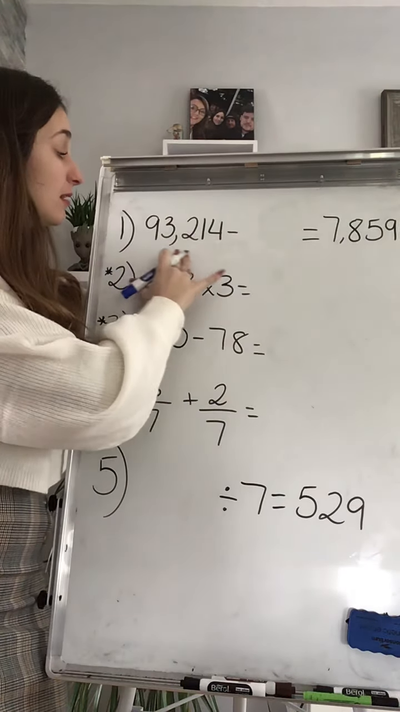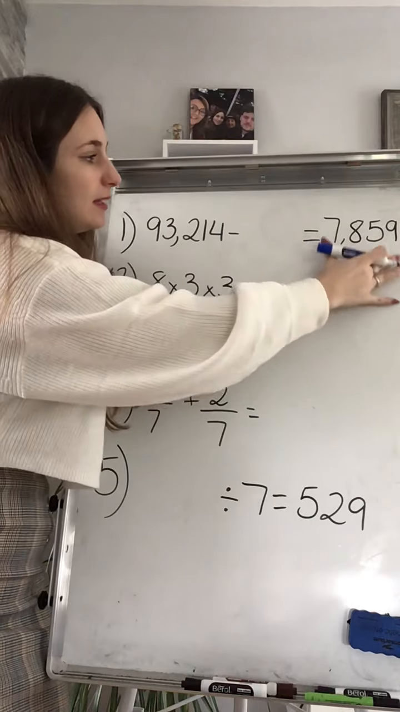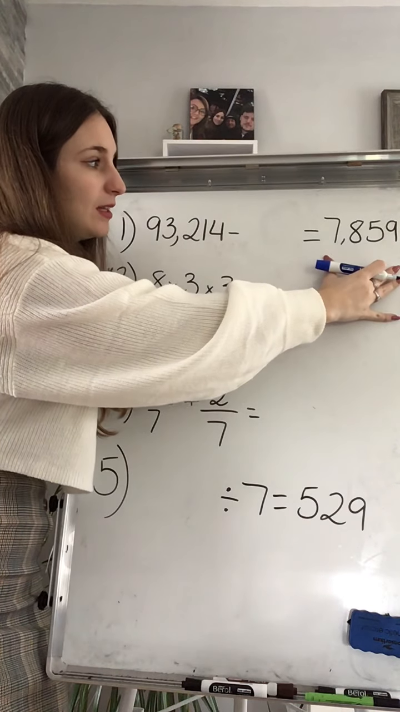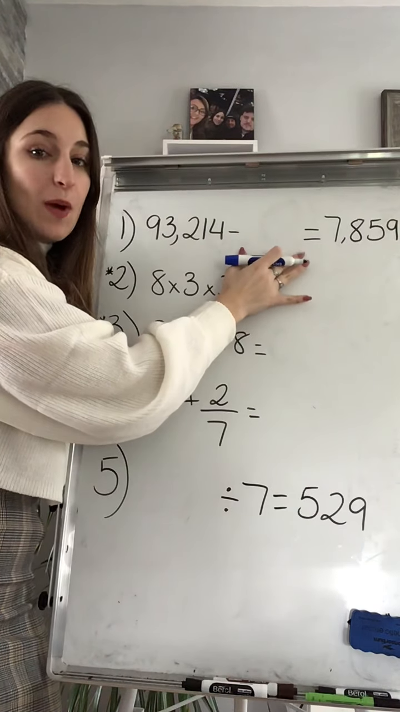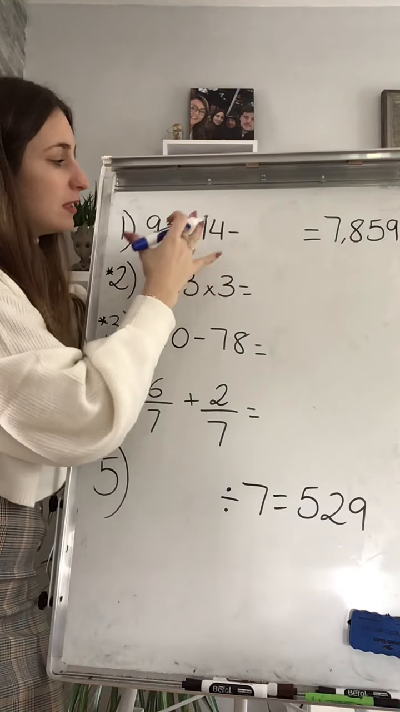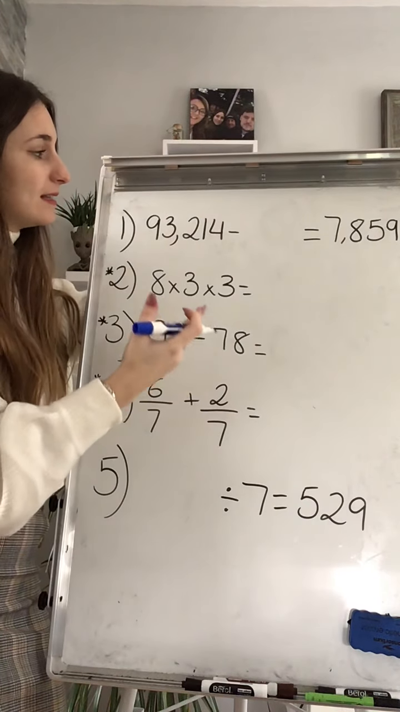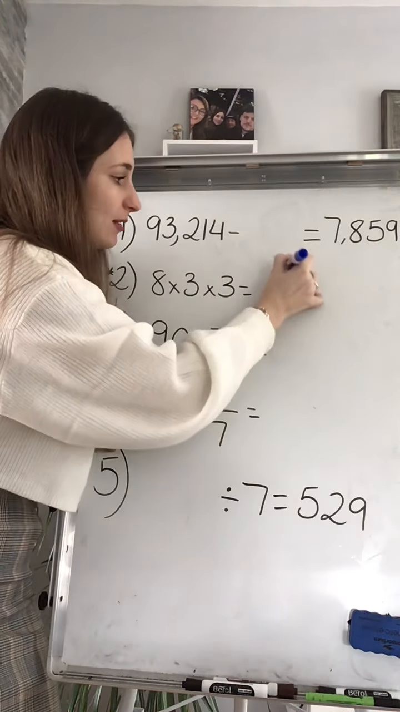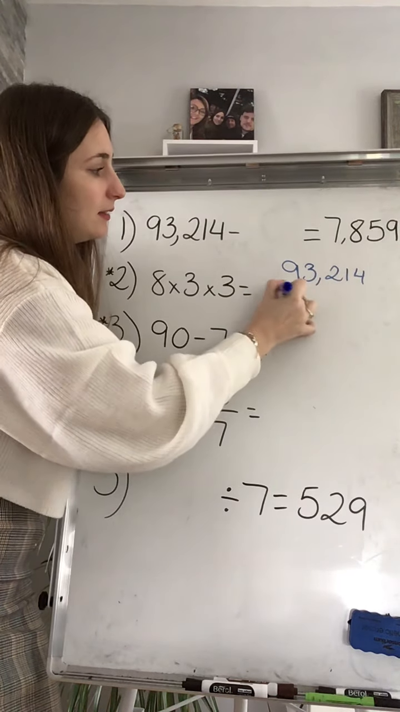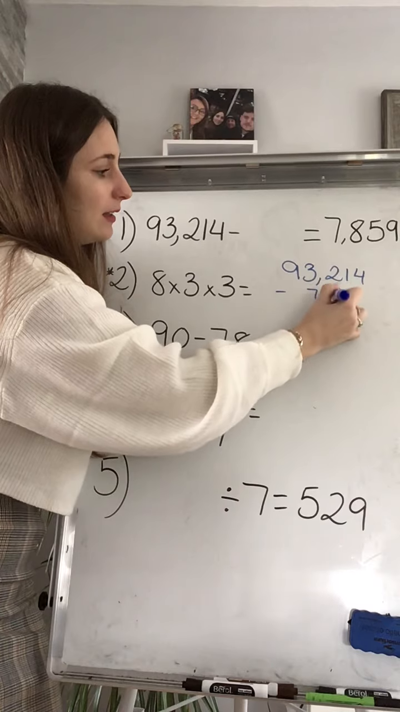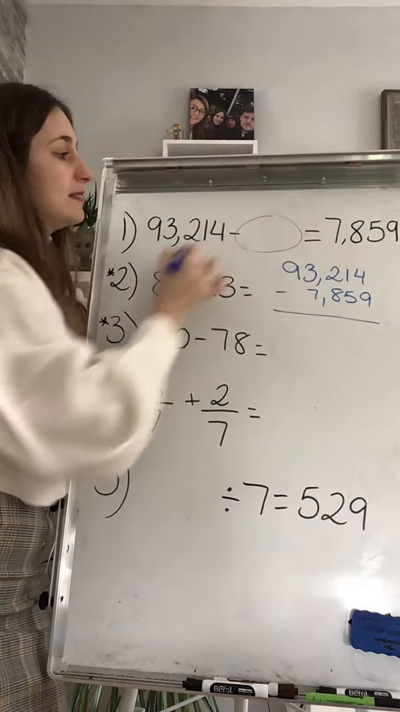You have 93,214 take away something equals 7,859. So, how much do you need to take away from 93,214 to have that answer? Well, if you just take away 93,214 take away 7,859, you will get what is there.